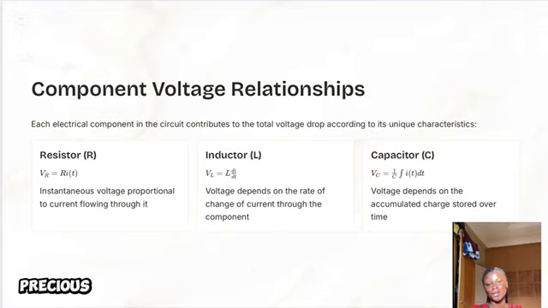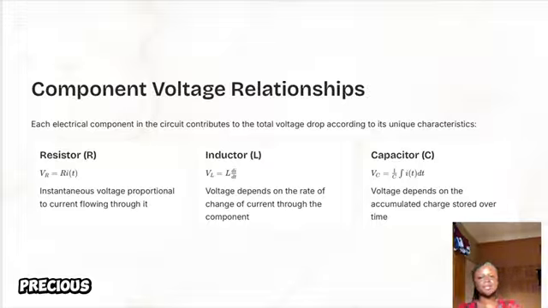Hi, I'm Precious Anna, and I'll be talking to you about the component voltage relationships. To understand how the circuit behaves, we need to look at the voltage across each component. Let's start with the resistor. Its voltage is directly proportional to the current flowing through it. We also have the inductor, and its voltage depends on the rate of change of that current. We also have the capacitor, whose voltage is based on the accumulated charge over time. These three unique behaviors combine to dictate the total circuit response. Thank you.